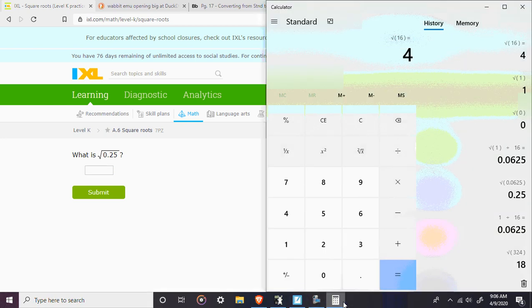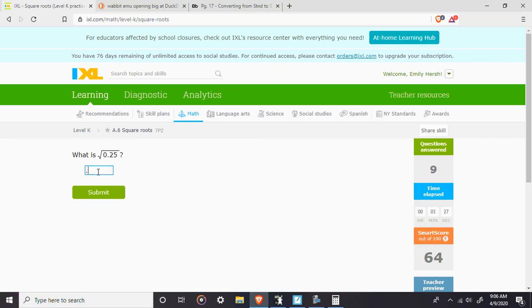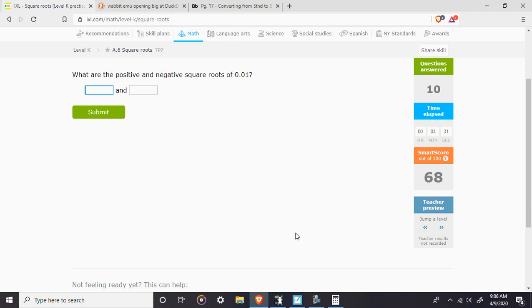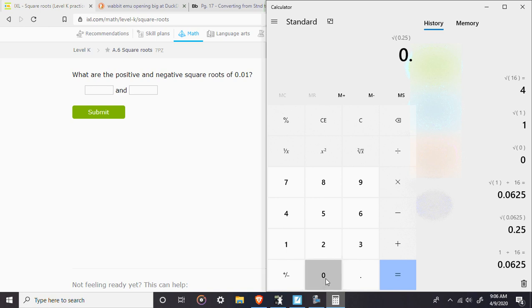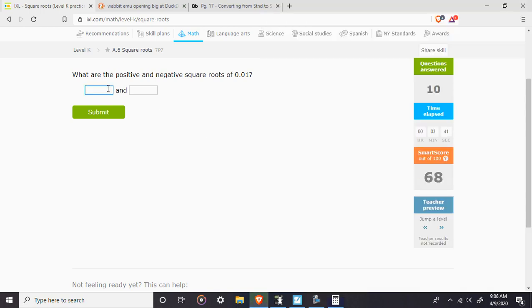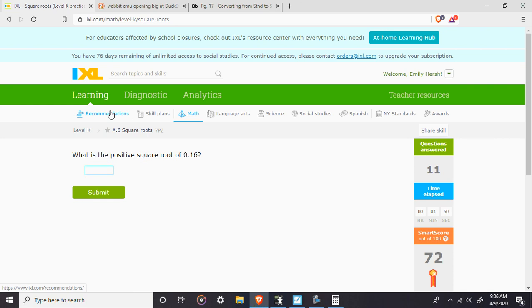Okay, square root of 0.25. Again, if you guys don't know that, what do you say? You say 0.25, give me the square root, and it's going to be 0.5. Right, a half times a half is a quarter. Okay, so again, this is something that you guys could definitely do. Again, put the number in the calculator. 0.01. Take the square root, and they want the positive and negative, so I'm going to say 0.1 and negative 0.1. Okay, so again, give those a try tonight.